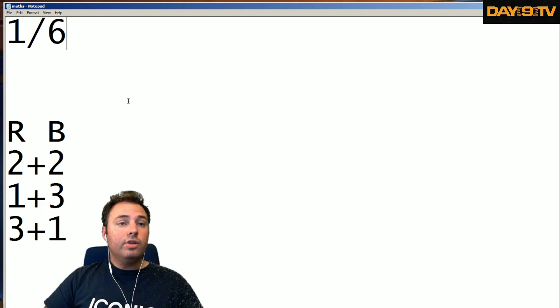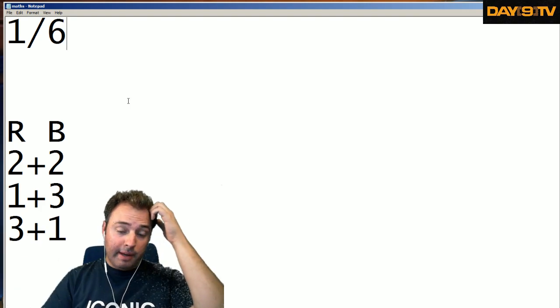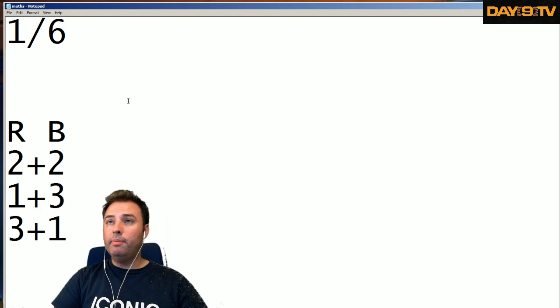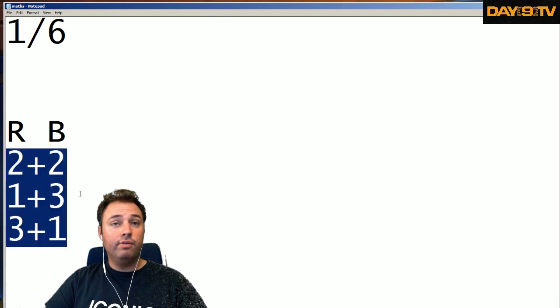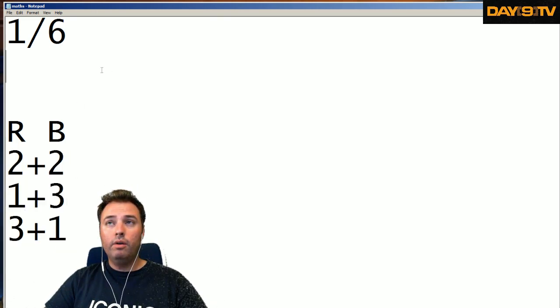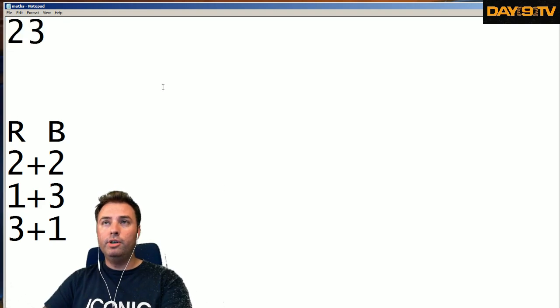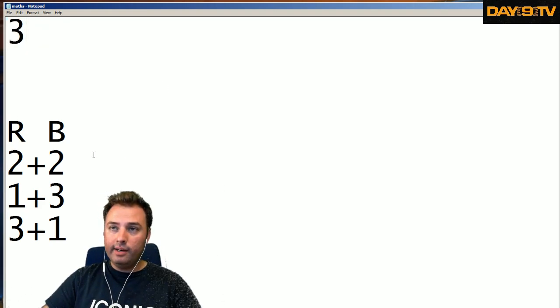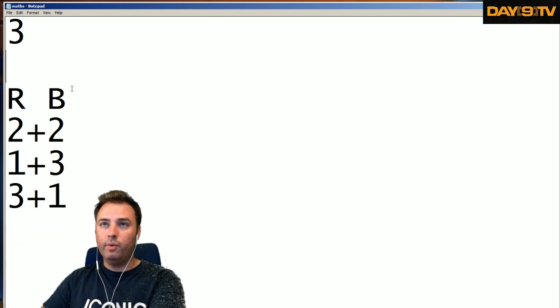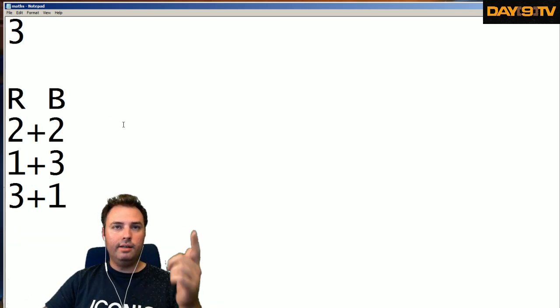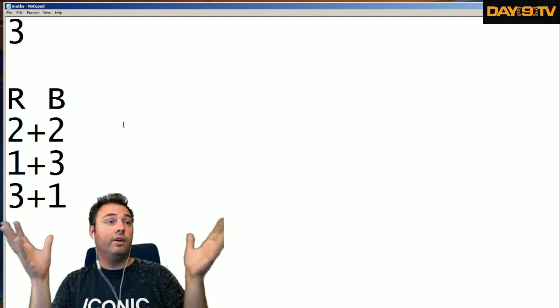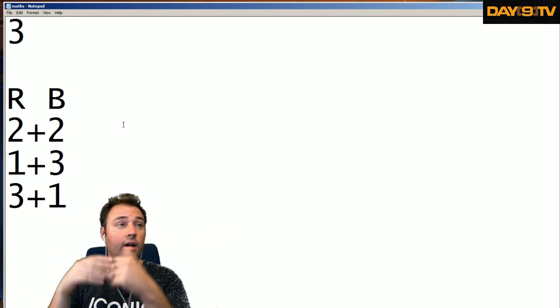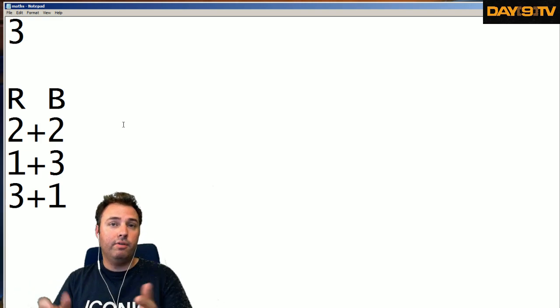Okay, so let's ask ourselves about this. What's the probability of rolling something that sums to 4? First, let's figure out the numerator. Boom, we just did it. It's 3, right? Because we have 2 plus 2, we have 1 plus 3, and we have 3 plus 1. There are 3 possibilities. That's all there is to it. I'm counting 3 different ways to sum to 4, period.